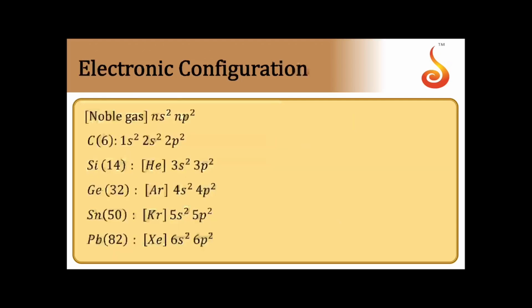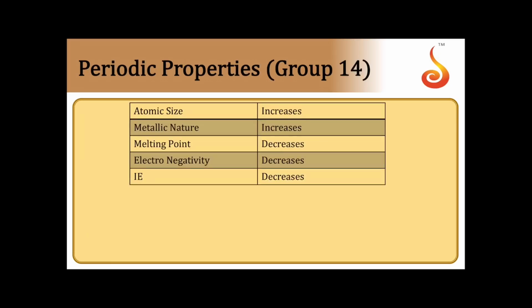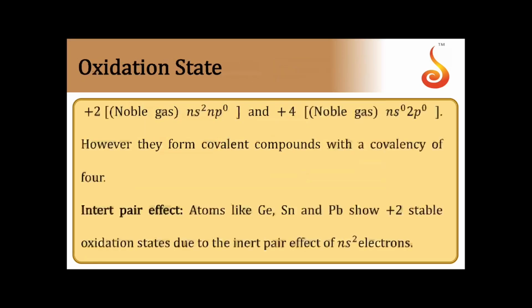Then when it comes to the 14th group, the elements are carbon, silicon, germanium, tin and then lead. The general configuration will be ns2 np2. Then comes the periodic properties of these elements. Atomic size and metallic nature increase down the group. Melting point, electronegativity and ionization potential values, all 3 of them, decrease down the group. So atomic size and metallic nature will increase; melting point, electronegativity and IP values decrease down the group.